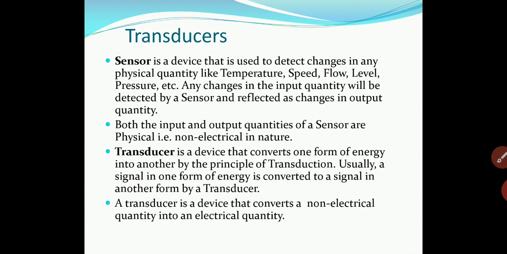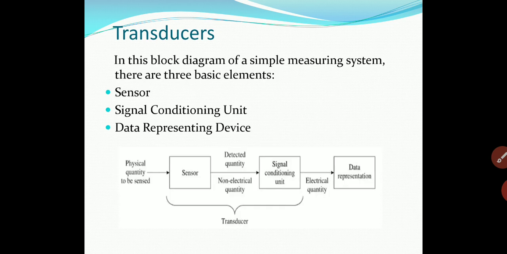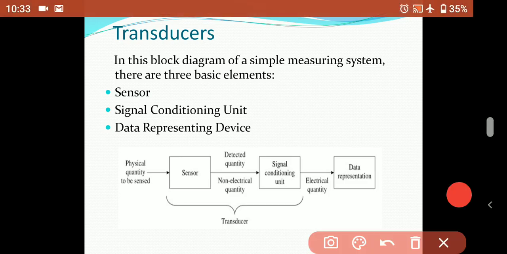Both the input and output quantities of a sensor are physical, it means non-electrical in nature. So in this diagram we can see that the physical quantity to be sensed is applied to the sensor and the output of the sensor is going to the signal conditioning unit. And this is the non-electrical quantity. The input of the sensor is non-electrical and the output of the sensor is also non-electrical. And the output of the transducer is electrical. So transducer is a device that converts non-electrical quantity into electrical quantity.